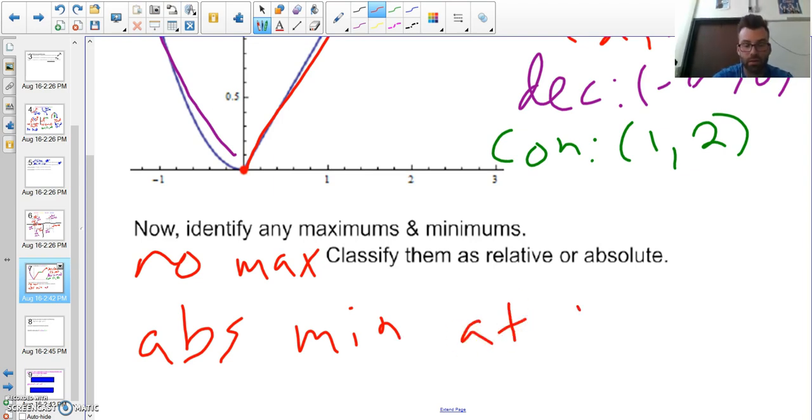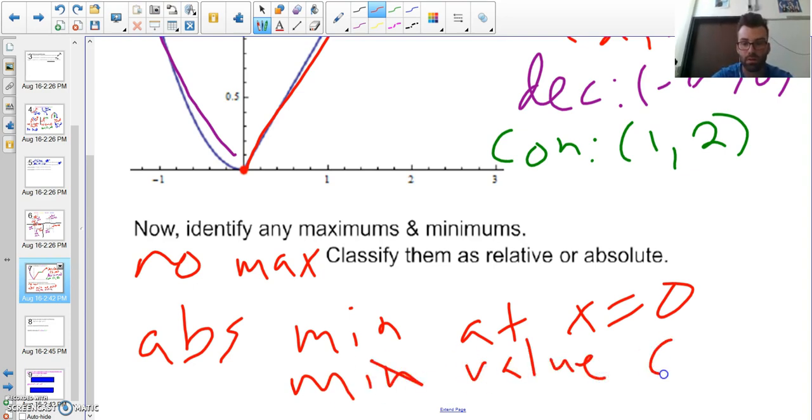At x equals 0 with a minimum value of 0.